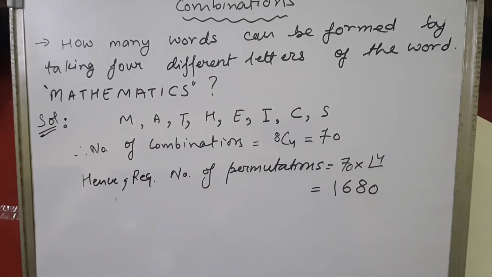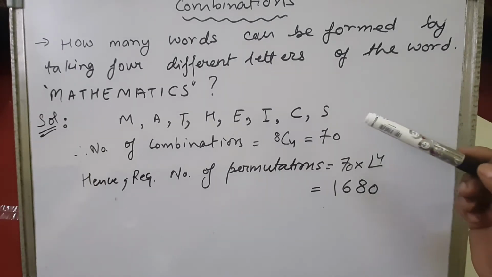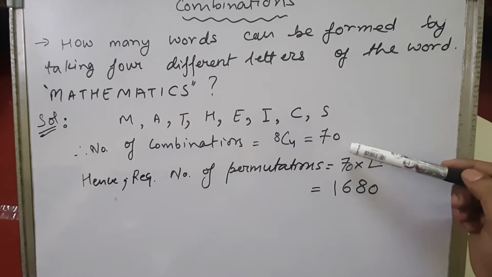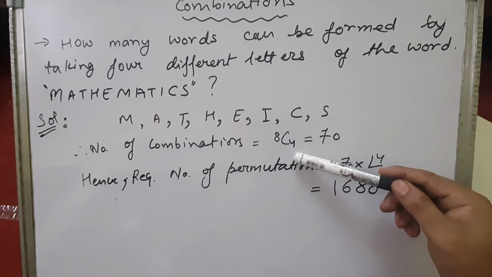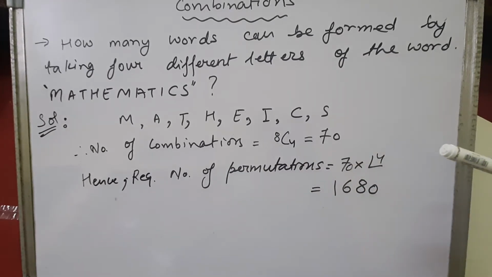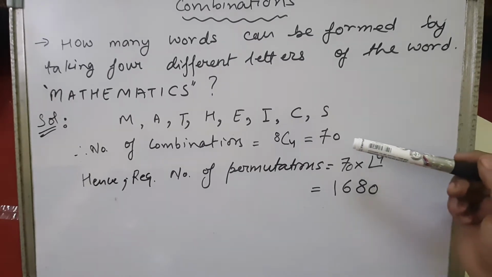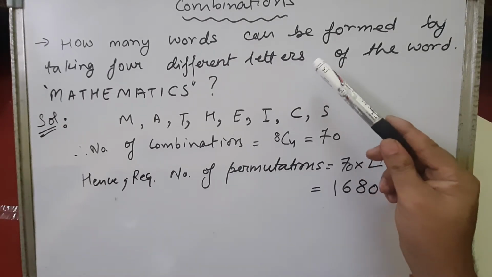Now, we have to pick four letters, and the question is we have to take four different letters. If we have to pick four letters from the eight given letters, how many ways can we select? So the number of combinations will be 8C4, which is 70. Okay, now we have selected four alphabets. Now we have to make a word with those four alphabets, with or without meaning.